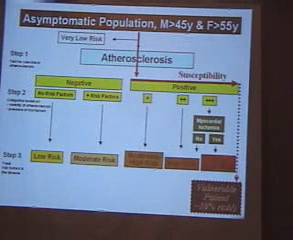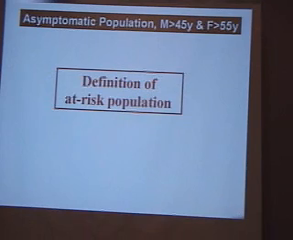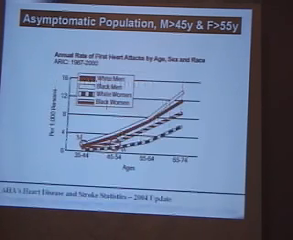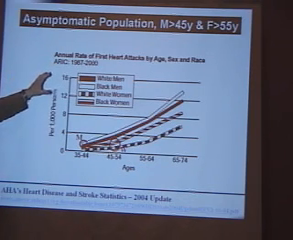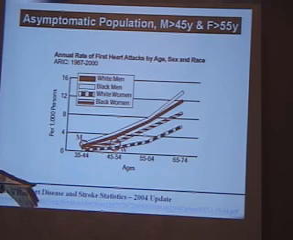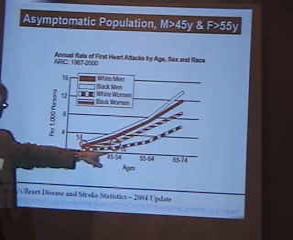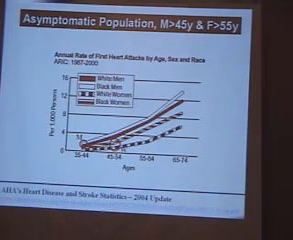But maybe we can discuss it later. But where should we look for the vulnerable patients? How should we define the population at risk where we have vulnerable individuals? And we say, well, we will start screening all men about 45 and all females about 55. And why did we say that? We did say that because a first heart attack, according to American Heart statistics, is very rare in men below 45 and in females below 55. It is rare.